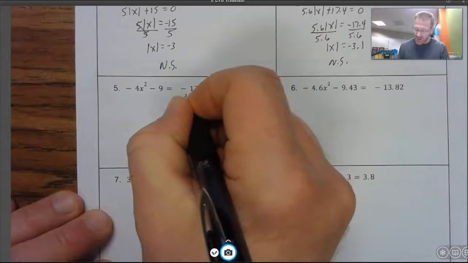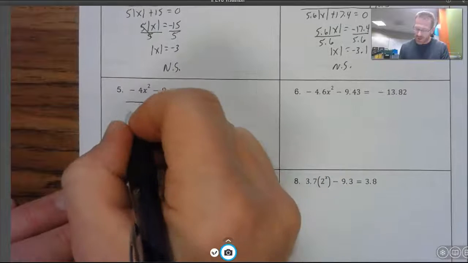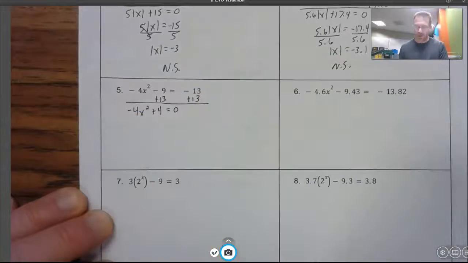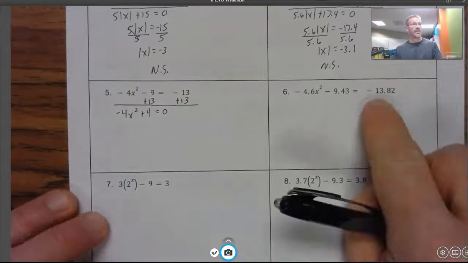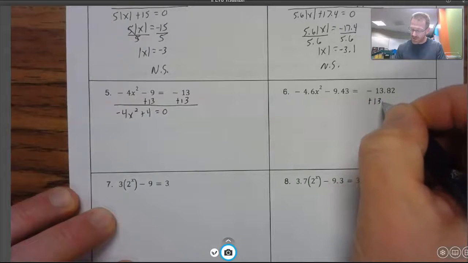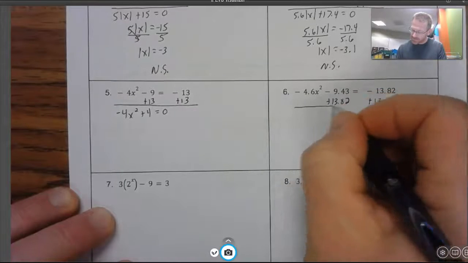So to get this equal to 0, I'm going to add 13. Number to number, line those up. So negative 4x squared plus 4 is equal to 0. Once again, I need to make this equal to 0. Since this is negative, I have to do the opposite and add 13.82 to both sides.